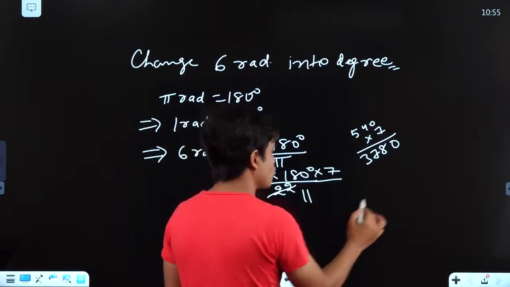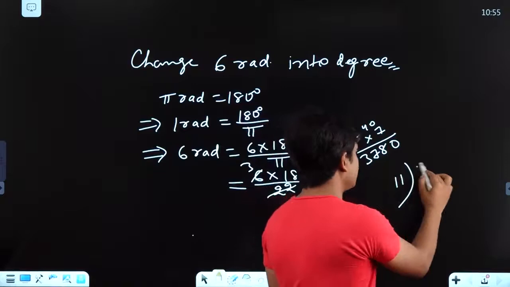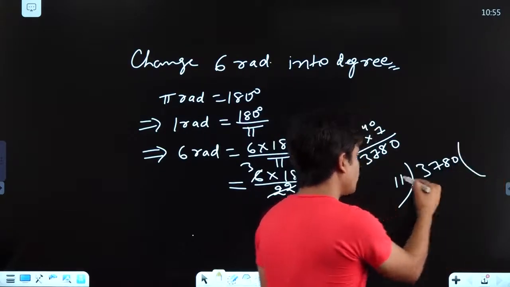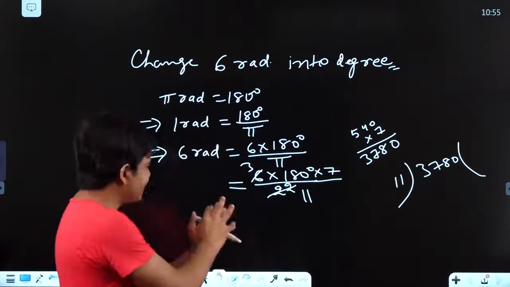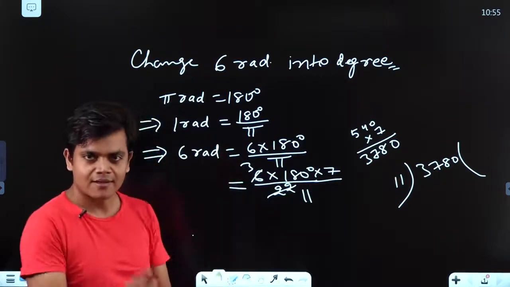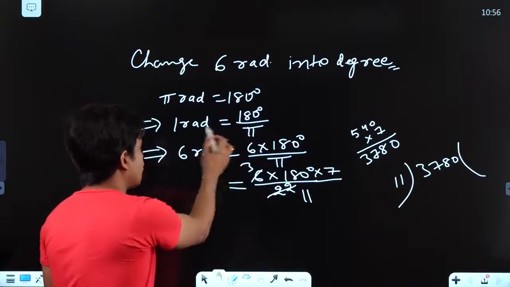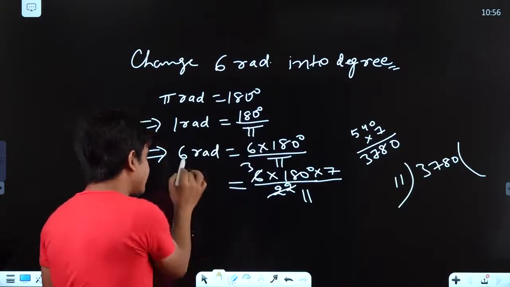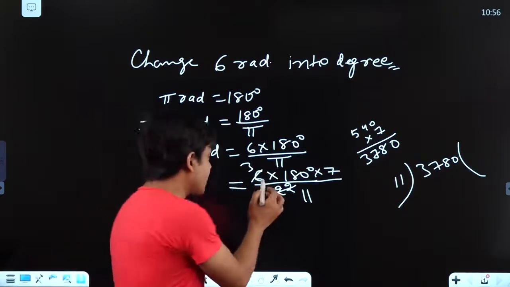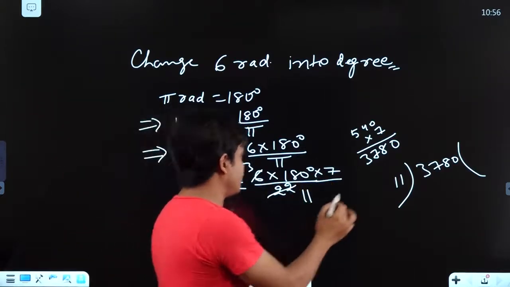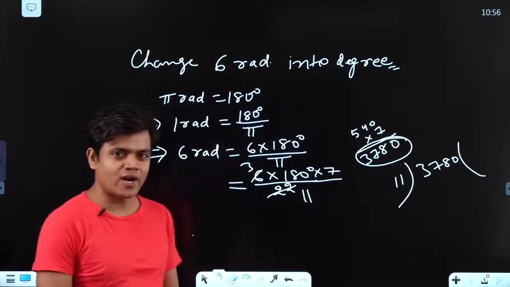And here is 11. So what you have to do is divide this 3780 by 11, because we have to get the degrees, minute and seconds. All right. So what we used to do, first of all, we use this formula, 1 radian is equals to 180 by pi. Therefore 6 radian will be 6 into 180 by pi. And thereafter you have to multiply the numerator, which is 3780, and you have to divide that by 11.